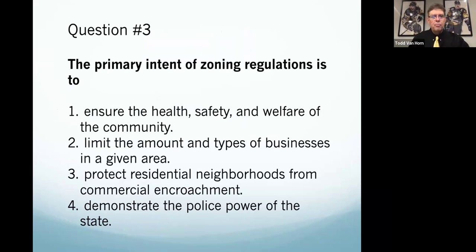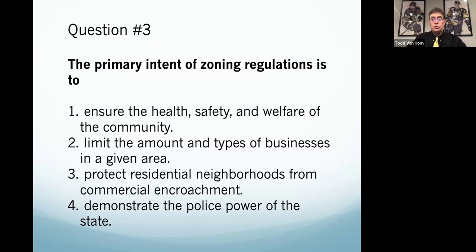Question number 3, the primary intent of zoning regulations is to: number 1, ensure the health and safety and welfare of the community. Number 2, to limit the amount and types of businesses in a given area. Number 3, to protect residential neighborhoods from commercial encroachment. Number 4, demonstrate the police power of the state. What is the primary intent of zoning regulations?